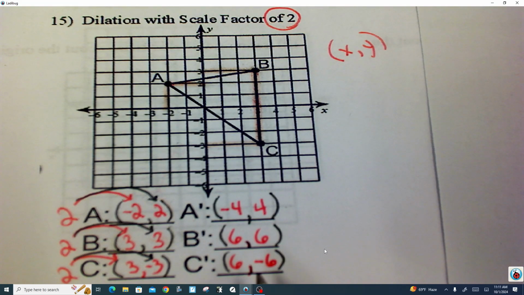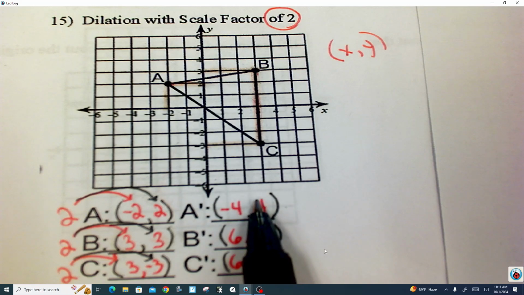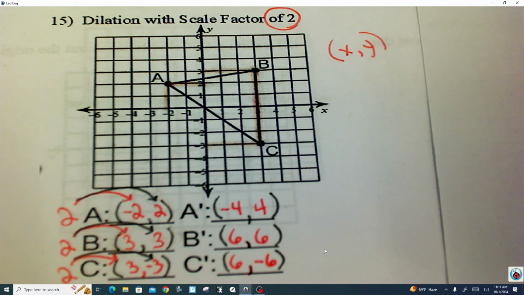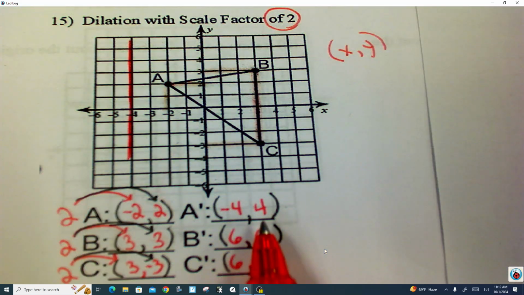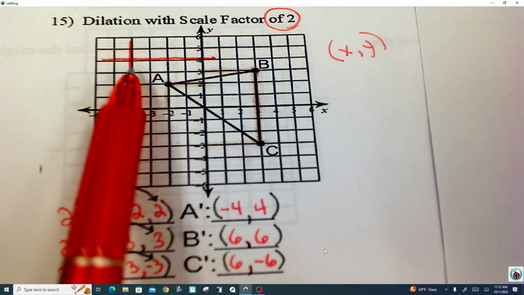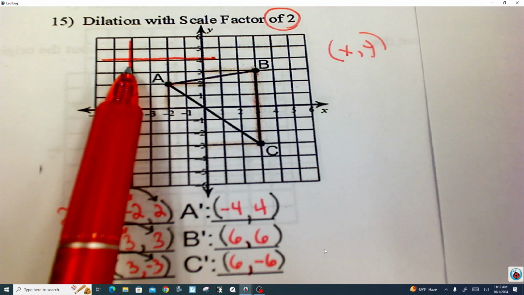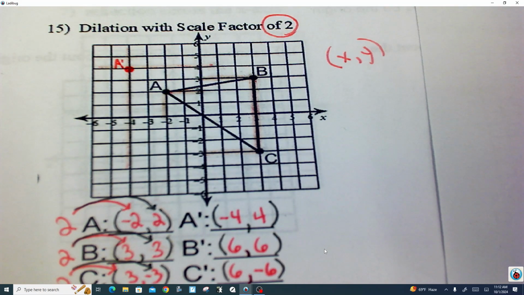So now if we just go and plot the points for A prime, B prime, C prime, we'll be all set. Let's go look at A prime. It's -4 on your x-axis, so -4 is right here, and it's at 4 on the y-axis. This is -4 on your x-axis, and then it's +4 on your y-axis. You would see where the two cross, and they would be hitting right here at -4 on the x-axis and +4 on the y-axis. A prime's good.